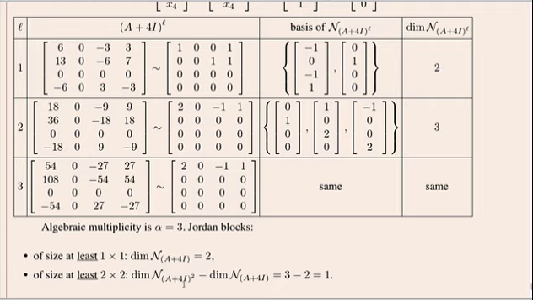And of size at least 2 by 2, the dimension of the null space of A plus 4I square minus the dimension of the null space of A plus 4I is 3 minus 2, which is 1. So that means that we have at least 1. Now we have 1 at least 2 by 2. And then we also have, by the way, that at least 3 by 3 if we don't have any.